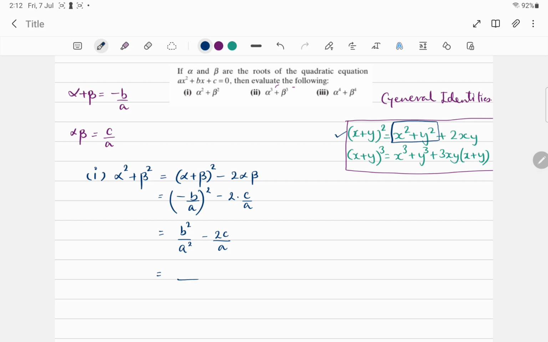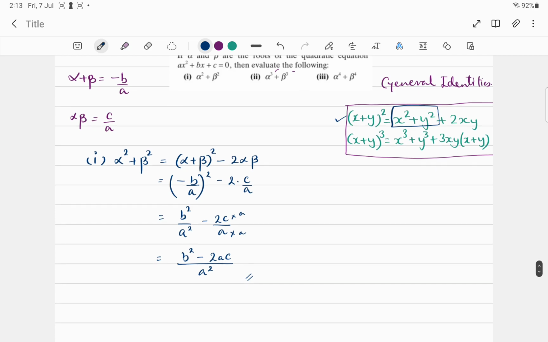So we can take a square as the common denominator, so we'll have to multiply by a. That will give us b square minus 2ac over a square. B square minus 2ac, yeah, it's a common discriminant thing. So that will be my final answer. It could be discriminant over a square, if a question is asking for those things.